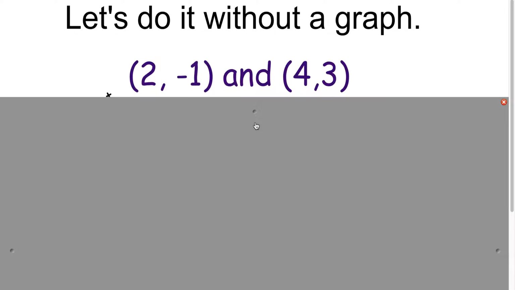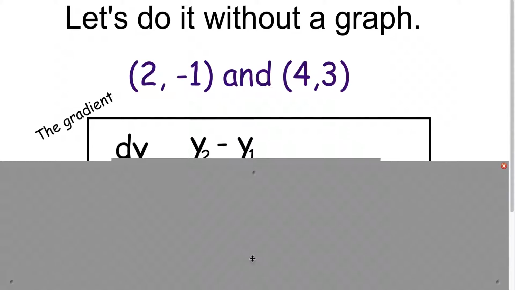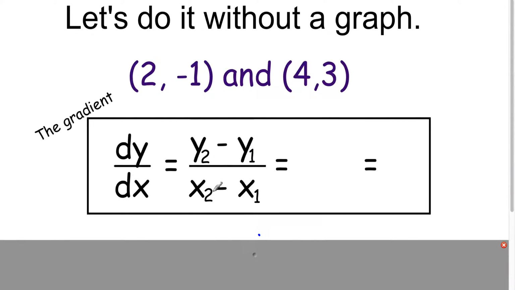So what we're going to use to find out the gradient is this formula, and it's dy over dx. What the d stands for is the difference of your y coordinates over the difference of your x coordinates. Now let's just look at this general formula. It says y2 take away y1, over x2 take away x1. So what the y2 means is we're going to assign one of the coordinates a y1 and a y2.